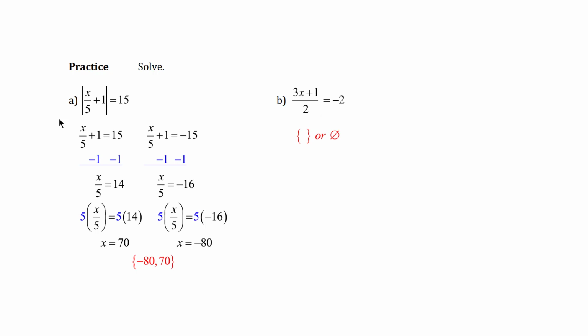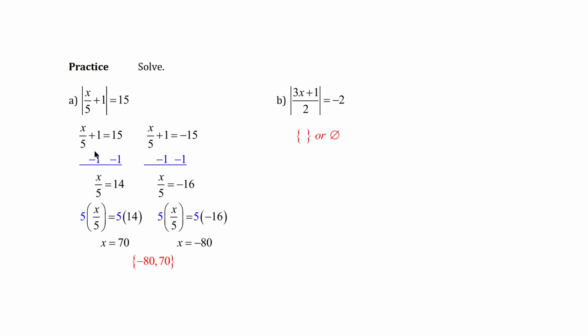Alright, so let's go over part A. For part A, we have that the absolute value is equal to 15, which is a positive number. So we could apply the first absolute value rule. We could rewrite this absolute value as x over 5 plus 1 equals 15, or x over 5 plus 1 equals negative 15.